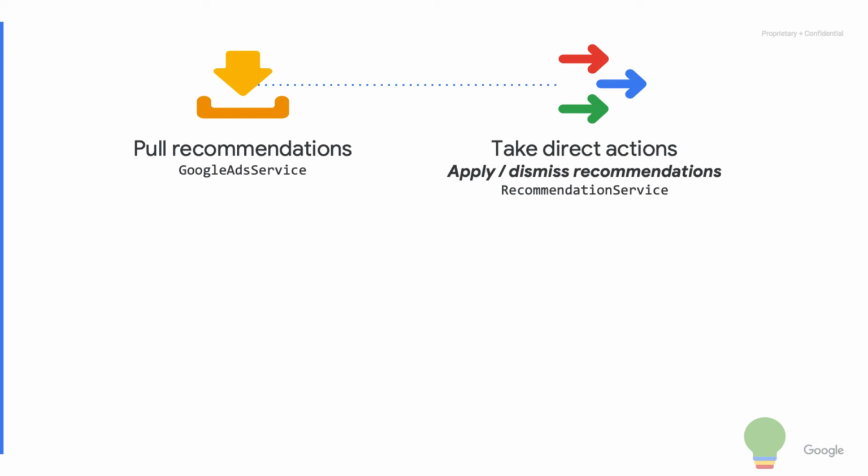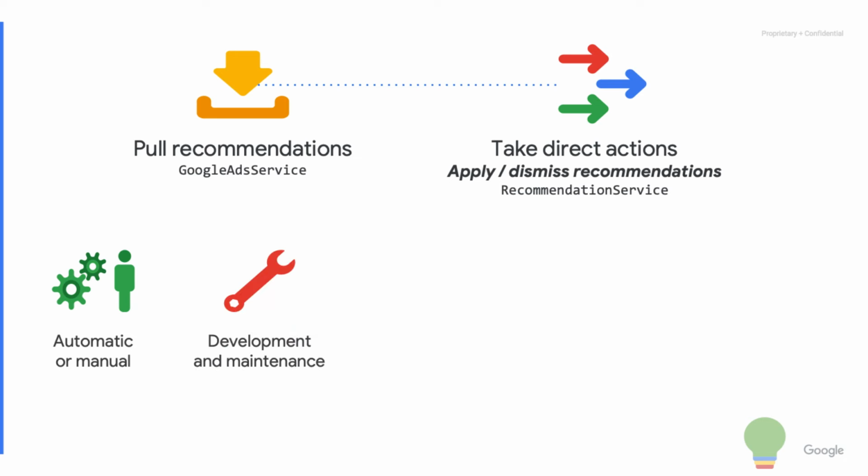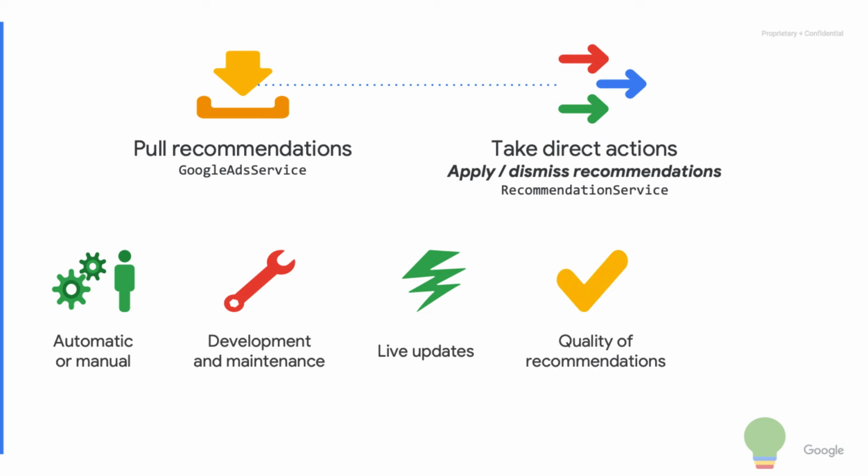When the recommendations types are fully supported by the API, it's possible to take actions directly from the recommendation service. It can be done automatically or using input from users. It's easy to develop and maintain. It automatically updates the optimization scores and recommendations. It helps Google to improve the evaluation methods and ultimately the quality of future recommendations. And it covers most, if not all, use cases because recommendations can be applied with customized parameters.